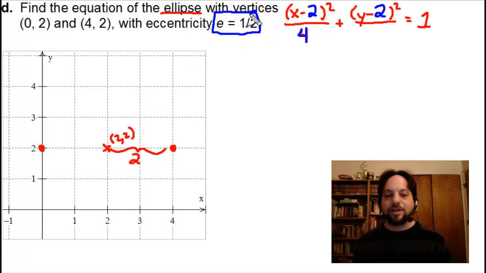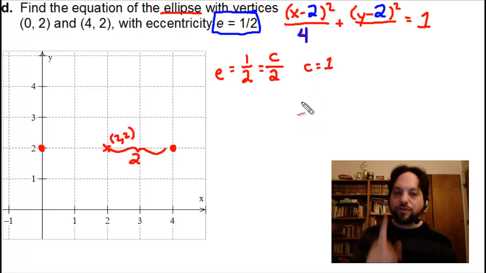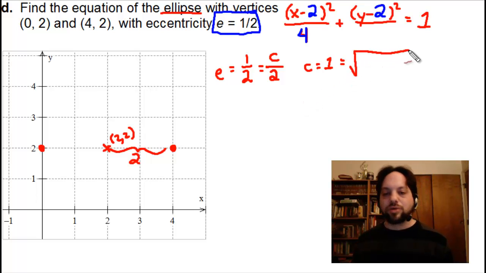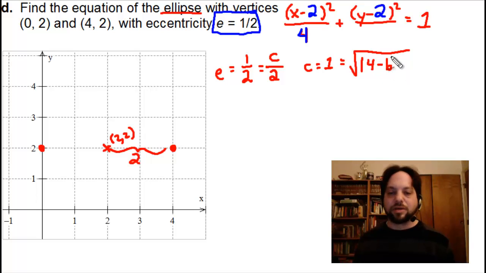However, I am given an eccentricity, and I am going to use that fact. The eccentricity, which is 1/2, recall that that's simply the value of c divided by the major axis, which in this case is going to be 2. Well, this is real nice and handy. This tells me that c has to be 1. Now, do you remember the formula for c? Remember that the formula is simply the square root of the absolute value of the difference of the numbers on the bottom. So I'm going to write it kind of like this here.